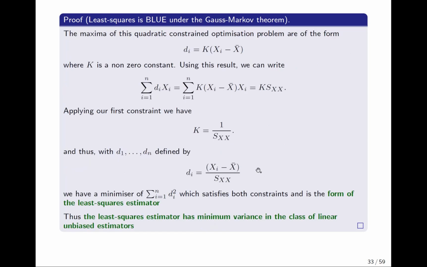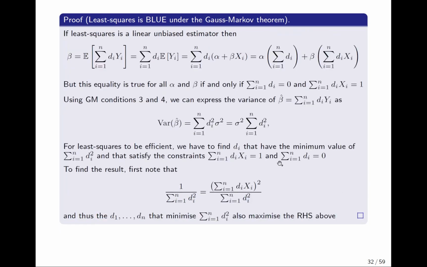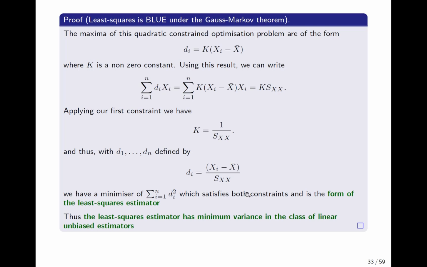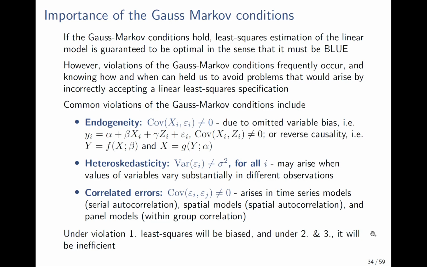So what that shows is the least squares estimator we've shown in the first part here is a linear unbiased estimator. And through this process of showing that it has minimum variance, we've also been able to show that in the class of linear unbiased estimators, it has minimum variance. And that is why we describe the least squares estimator as a best linear unbiased estimator. Now, of course, that optimality of least squares is true only if the Gauss-Markov conditions hold. It's guaranteed to be optimal in the sense that it's BLUE as long as these conditions hold, and we've used them in the proof that we've just looked at.